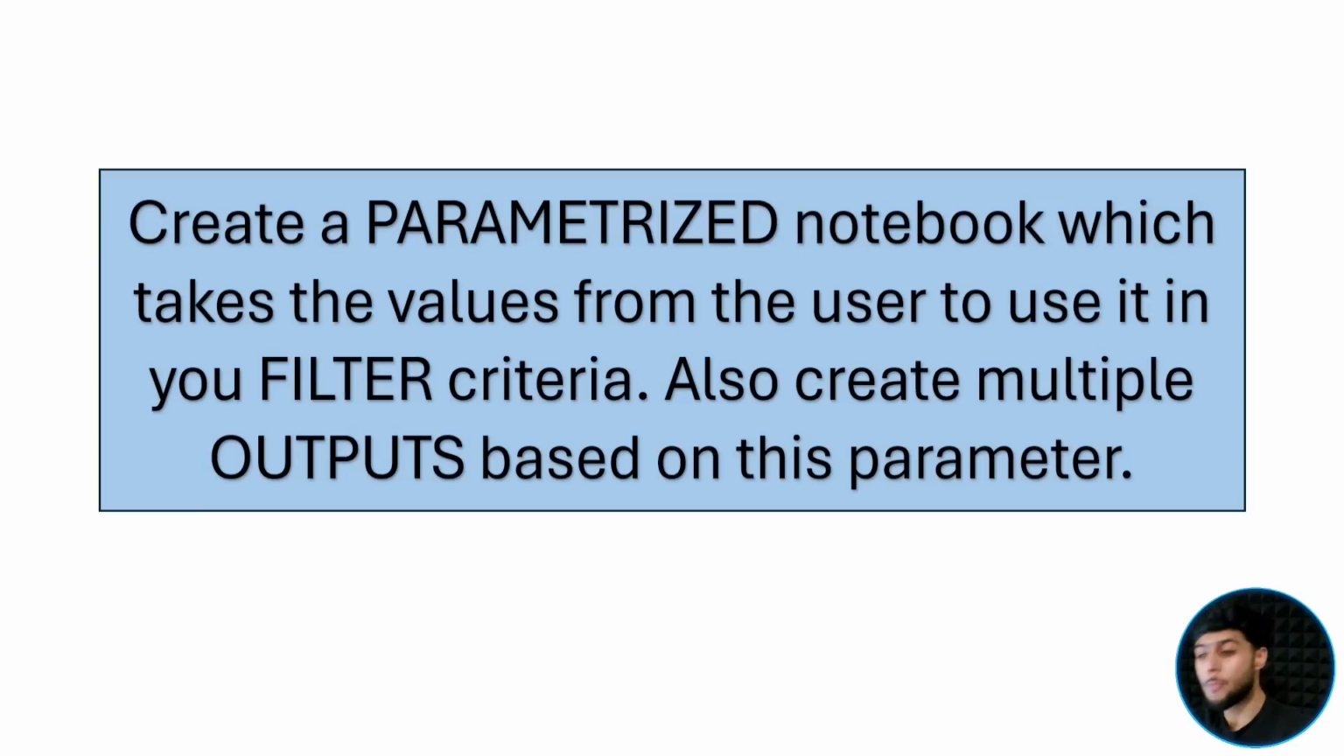So create a parameter. Just have some more coffee this time, have some more focus, because this is really amazing, and this is actually combining 3 to 4 questions together. The thing is, create a parameterized notebook. That is the first thing, which takes the values from the user. Second thing, use it in your filter criteria. Third thing, then also create multiple outputs based on this parameter. Fourth thing, boom.